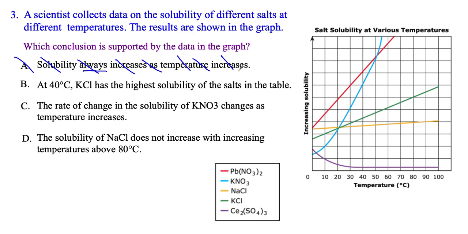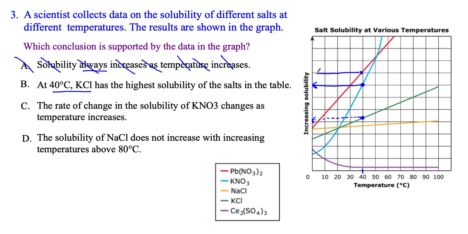At 40 degrees Celsius, KCl has the highest solubility of the salts in the table. Well, let's look at the key down here. KCl is the green graph right here. So that's at 40. So we're going to look at 40 degrees right here, and we're going to identify the solubility of KCl, the green graph. It's right here. At 40 degrees, does KCl have the highest solubility? Well, let's see. The solubility would be over here, right? No, I would say no, because this blue graph has a higher solubility. It's higher up. And the red graph's even higher.